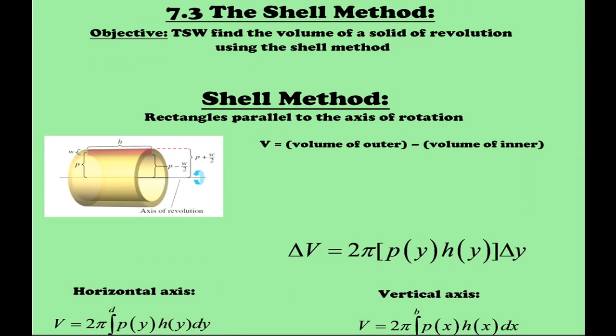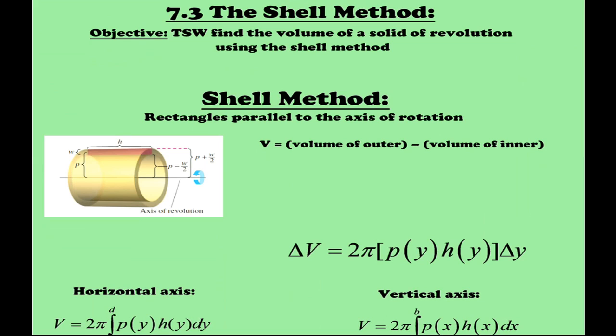Okay, here we go. Let's do 7.3, which is called the shell method. We've been talking about finding volumes of solids of revolution, and we've used disk method and washer method, right? When we've used disk method and washer method, the rectangles that we've been using have always been perpendicular to our axis of revolution. For example, if our axis of revolution was the x-axis, then our rectangles were up and down, vertical. They were perpendicular to the x-axis. Or if our axis of revolution was the y-axis, then our rectangles were horizontal, perpendicular to the y-axis, right?